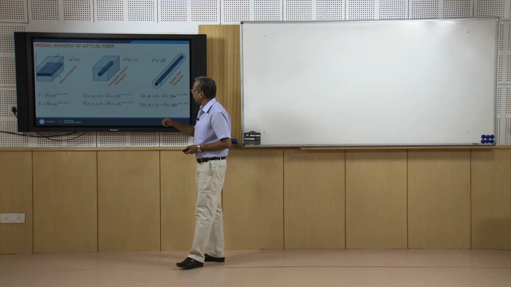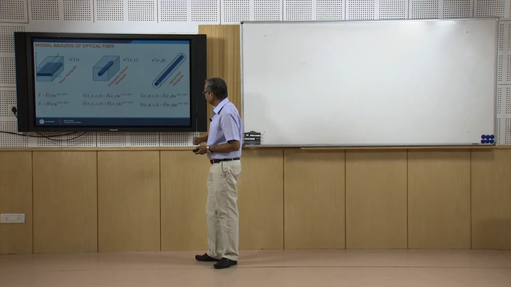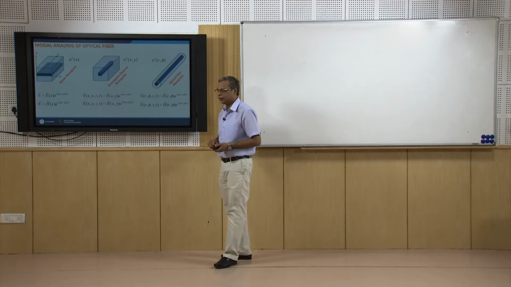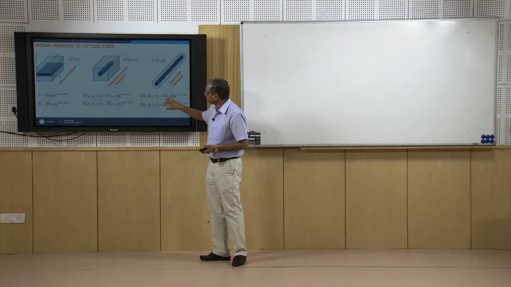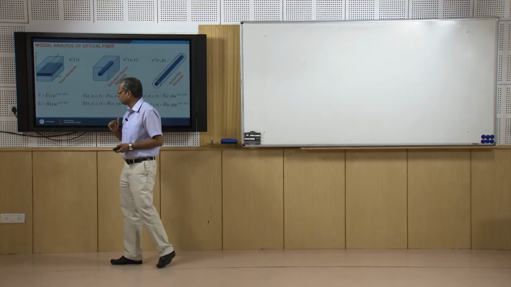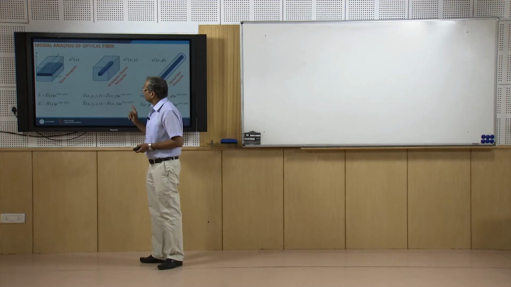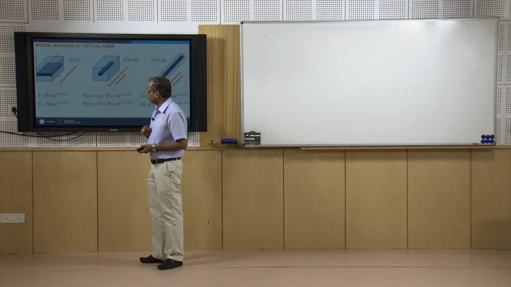Well, they can be given by E of r phi e to the power i(omega t minus beta z) and H of r phi e to the power i(omega t minus beta z). So, this E which is a function of r and phi propagates in z direction with certain propagation constant beta. So, these are the modes. In all the three cases, what I observe is the direction of propagation z is common. So, I would like to make use of this to analyze optical fiber.